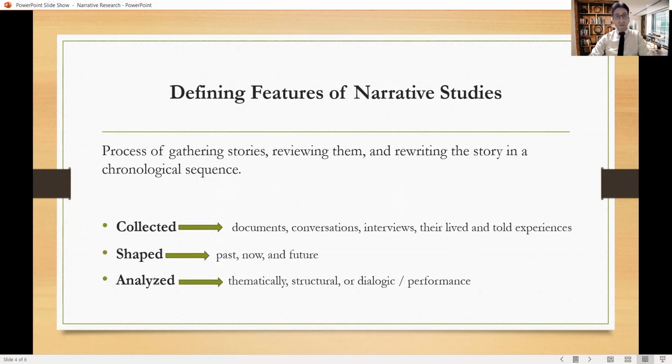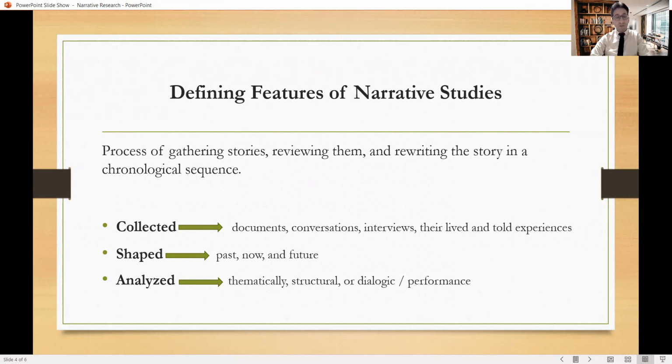In the defining features of narrative studies part, it is the process of gathering stories, reviewing them, and rewriting the story in a chronological sequence. So these stories are collected from individuals through documents, conversations, interviews, their lived and told experiences. Also, these stories are shaped chronologically based on individuals' experiences about past, now, and future.